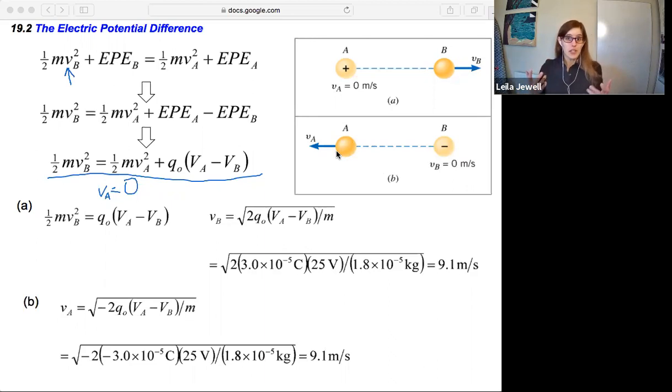All right, so that's how we can use our electric potential energy along with the idea of the electric potential difference in order to approach problems using one of our favorite methods, the conservation of energy. In the next section, we'll take a look at how we can get the electric potential due to just an individual point charge. So stick around.